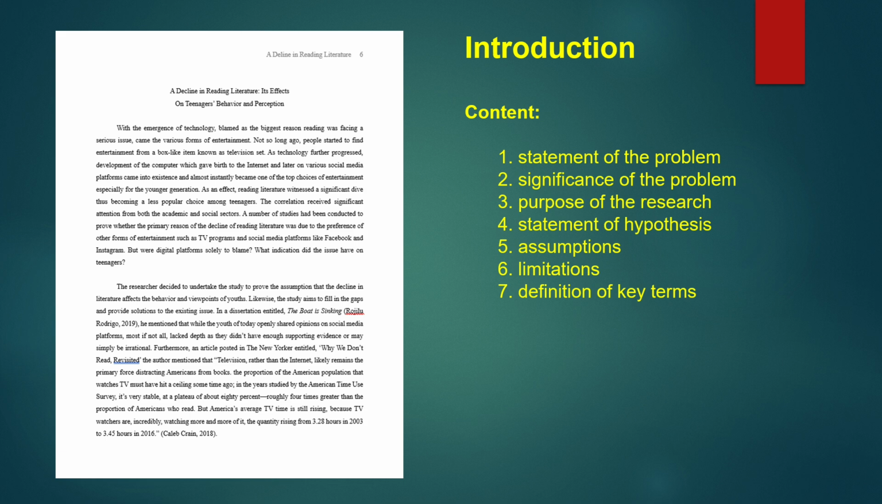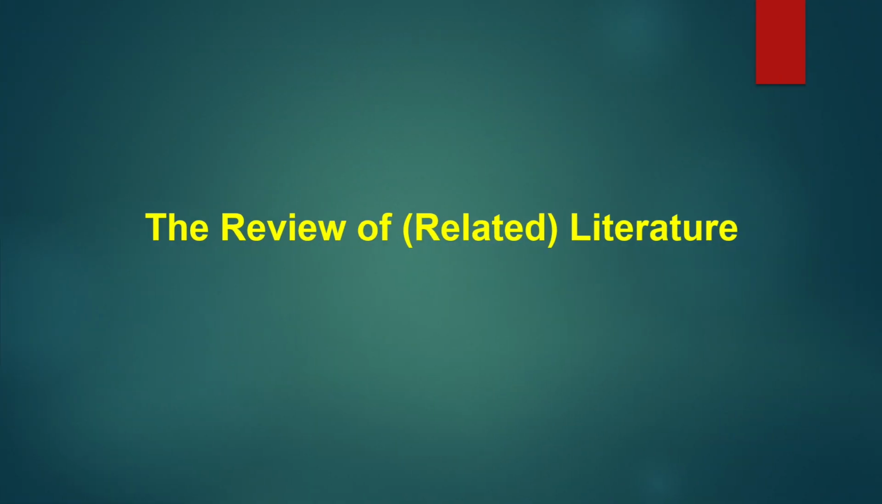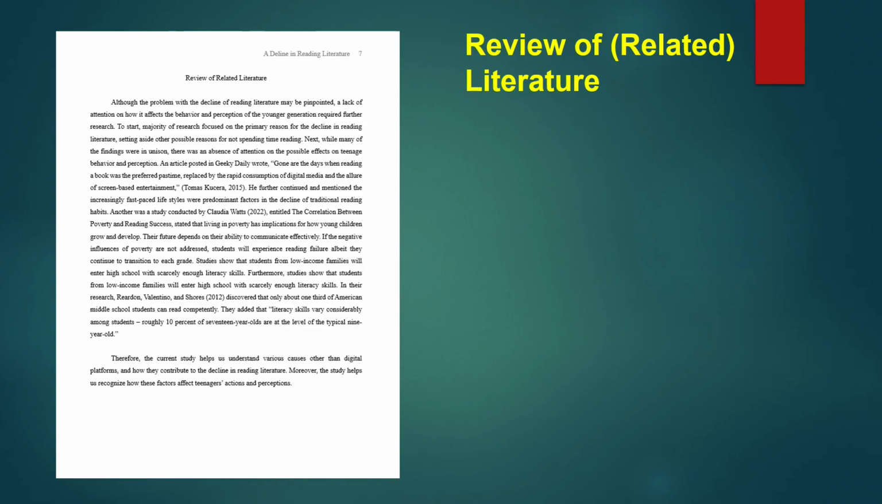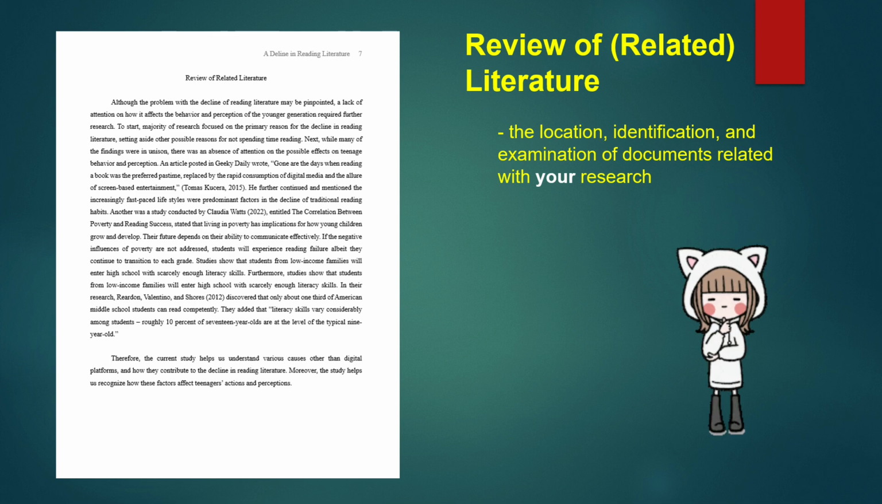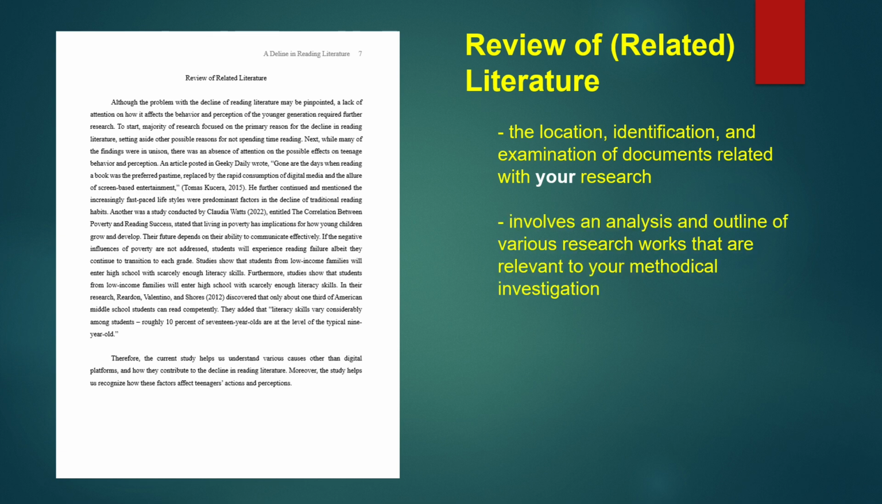The next component of the main body of the research is the review of literature. In a nutshell, it is the location, identification, and examination of documents that are related with your research. In other words, this part is a survey of existing knowledge, and those that need additional examination in the specific area of study. Its function is to inform the reader about the area under study, and include what is known about it. Review of literature also involves an analysis and outline of various research works that are relevant to your methodical investigation.